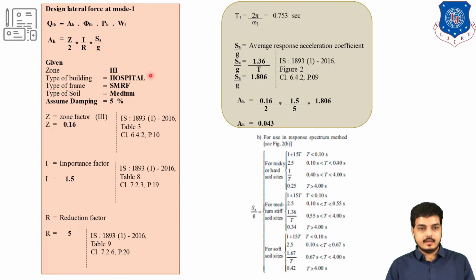Now we have medium soil and T is equal to 0.75. So for medium soil, with T equal to 0.75, it is coming out to be in this limit.